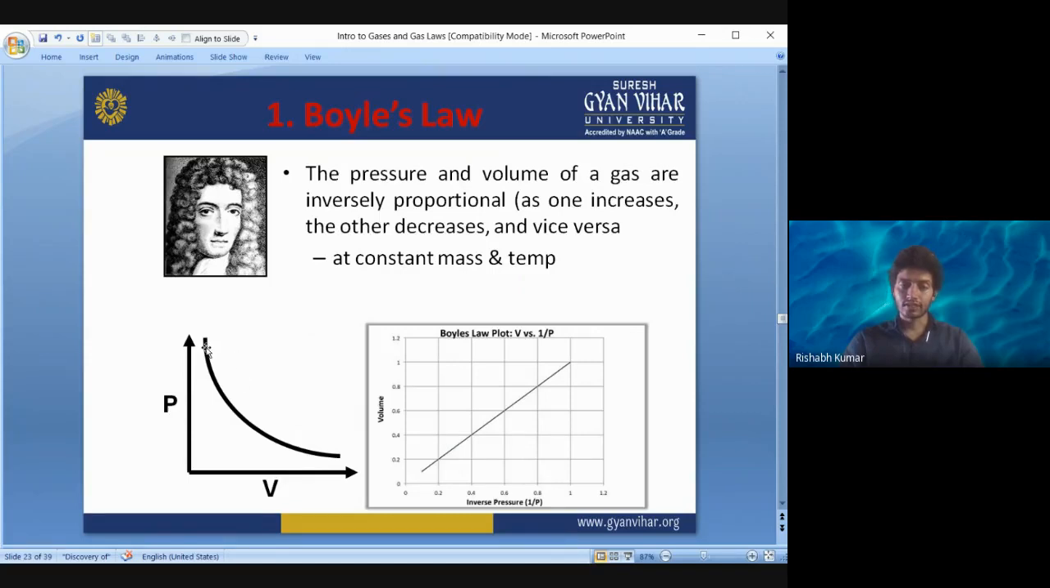You can see through this graph that as the volume is increasing, your pressure is decreasing, but not with a constant slope. Here it is a curve. If the rate of change of pressure with respect to the volume was constant, then it would have been a straight line.